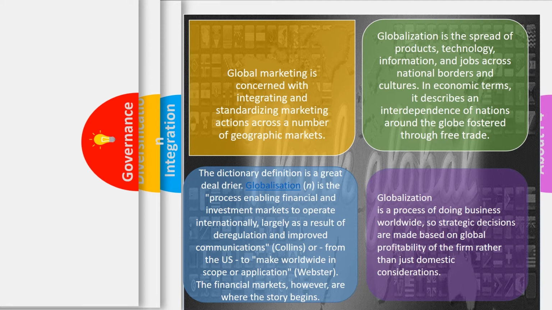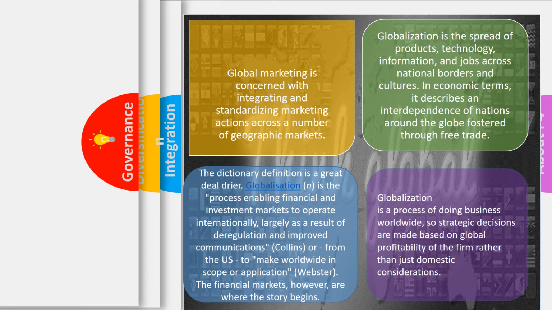Again, what are we talking about from all these definitions? One definition looks at standardizing the marketing mix, the product, price, place, promotion, people, process, and physical evidence. The other definition in the green is looking again at the marketing mix. In economic terms, it describes interdependence of nations around the globe for free trade.